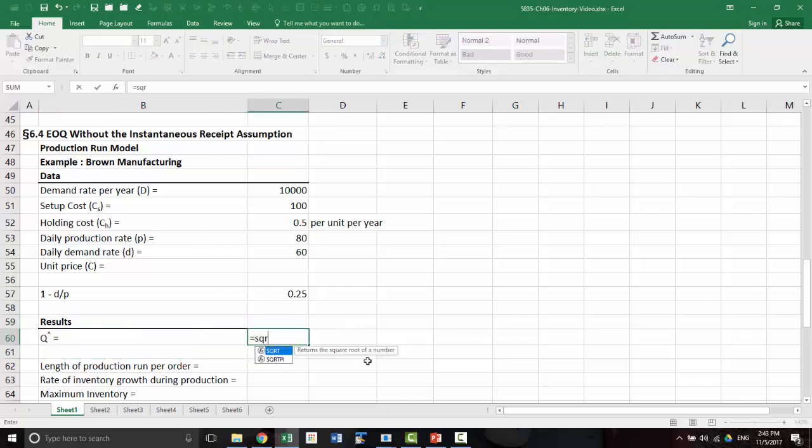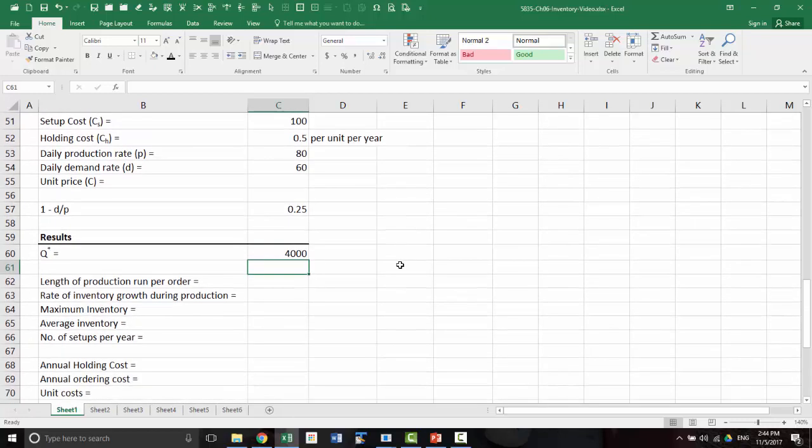So now square root of 2 times annual demand times the setup cost, divided by, all right, now we have to put a bracket here, C sub h times 1 minus d over p, and then 1 bracket for square root. So then our economic production, optimum production quantity is 4,000. So let's compute some statistics from here.